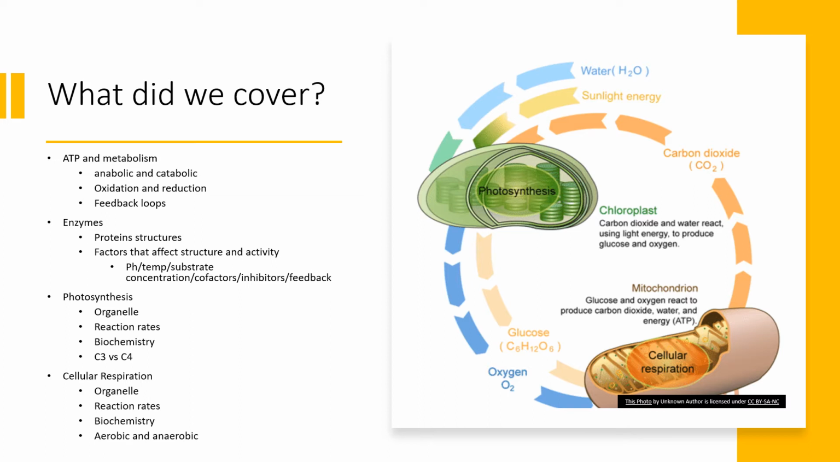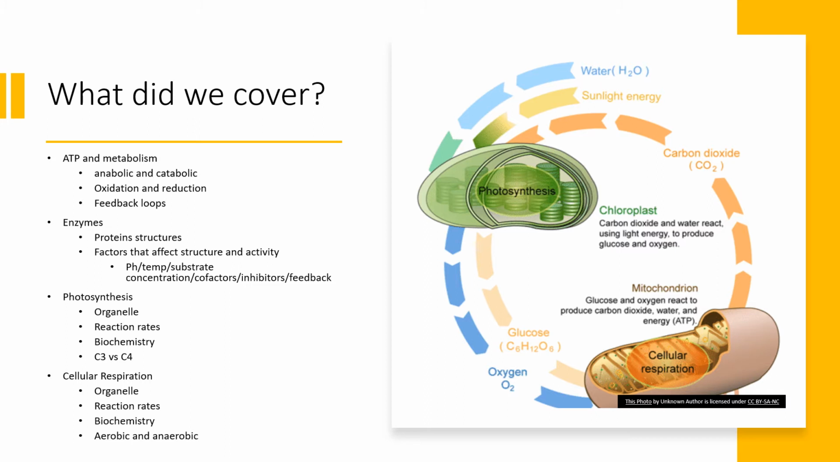Now with the enzymes, we focused on the idea that they are proteins, and anything that can affect proteins can affect enzymes because they are proteins. So we looked at reaction rates and factors that may affect the structure and therefore the activity. And so we focused on pH or temperature or substrate concentration. We also looked at cofactors, inhibitors, and feedback loops within the enzyme systems to talk about how they're controlled. And every arrow that we see in these chemical reactions is an enzyme.